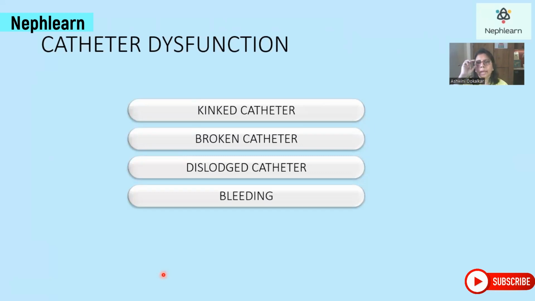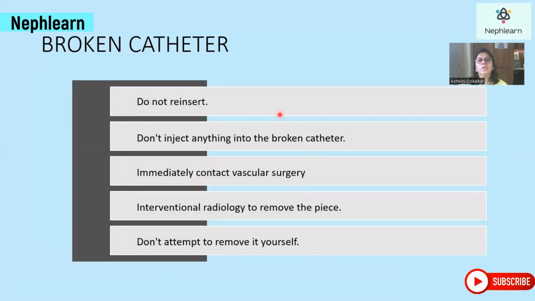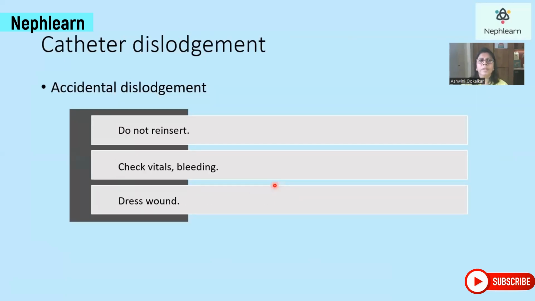Very often we can see catheter dysfunctions like a kinked catheter or a broken catheter. Sometimes a dislodged catheter, especially in rural areas, where the patients are not able to understand properly and are not able to take care of the catheters properly, and bleeding. So what to do? If it's a broken catheter, do not reinsert and do not inject anything into this catheter either, but contact your nephrologist, go to a vascular surgeon, and they will remove the piece. If it is a dislodged catheter, do not reinsert it because the dislodged catheter already has organisms growing on it. If you push it in and try to take a suture yourself, you're going to increase the chances of sepsis.